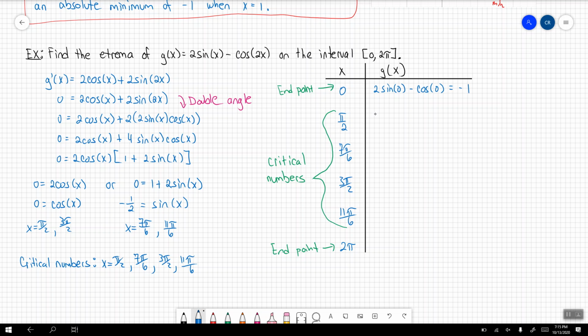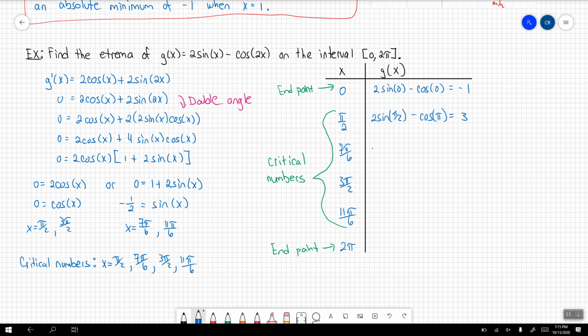Let's evaluate pi/2. This is 2 times sine of pi/2 minus cosine of 2x, but we're inserting pi/2, which means the 2 will cancel out with the half, so it's just cosine at pi. Sine at pi/2 is going to be 1, so that's 1 times 2. Cosine at pi is -1, but we're subtracting, so this is 2 minus -1, which is going to be 3. All right, that's looking pretty good.